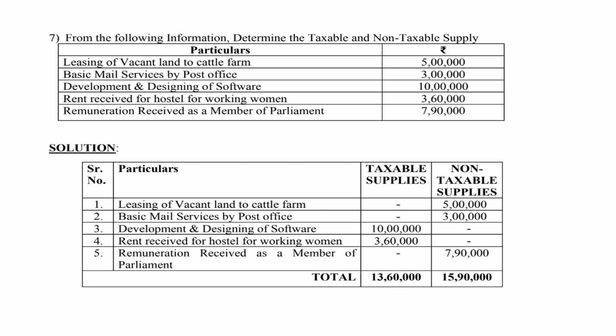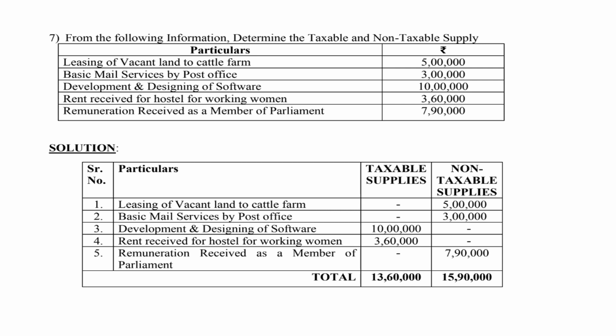First condition is leasing of vacant land to cattle farm. This is related to agriculture, so it will be a non-taxable supply. So the amount of 5 lakhs will be in the non-taxable supply. Then basic mail service by post office. This is a basic mail service which is non-taxable, and the amount of 3 lakhs will be in the non-taxable supply. Then development and designing of software is a taxable supply, and 10 lakh rupees will be in the taxable supply.